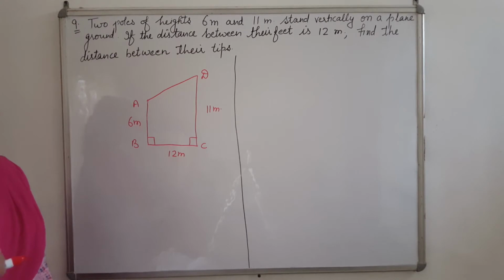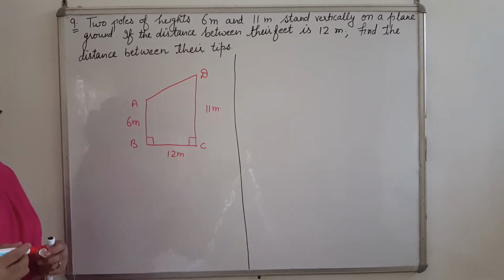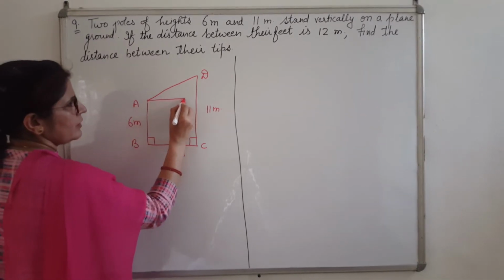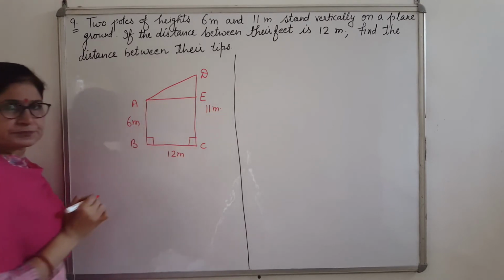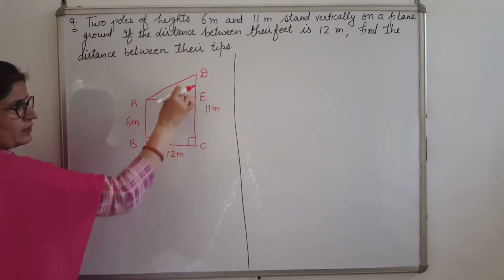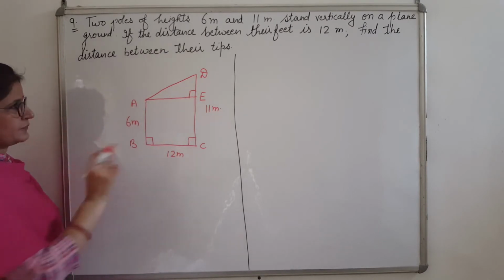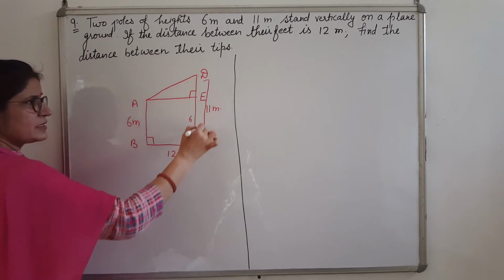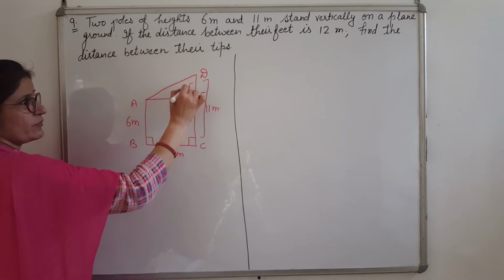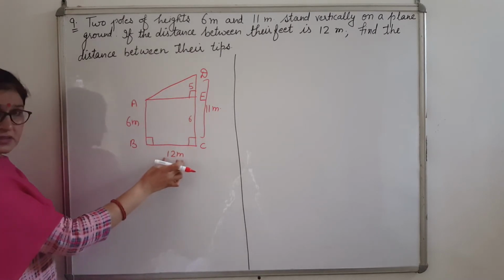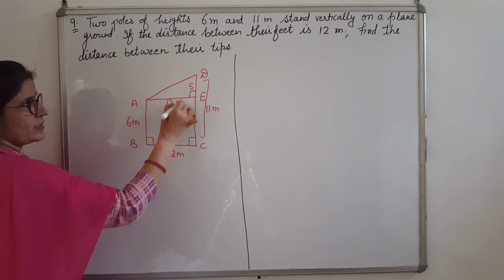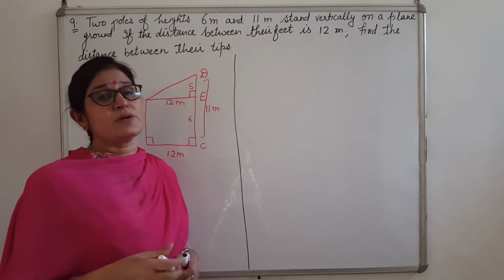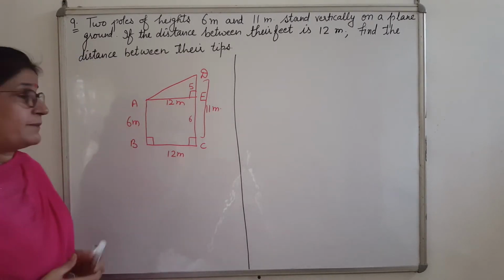We don't have any right angle triangle here. To construct a right angle triangle, we have to do a construction here. What we will do? We draw perpendicular AE. So naturally, it will be 90. This is 6. It will also be 6. This total was 11. What is this? 5. Because 11 minus 6 is 5. This is 12. It is also 12. Now like this we get a right angle triangle. And what will we do? We apply Pythagoras theorem and find the value of AD.